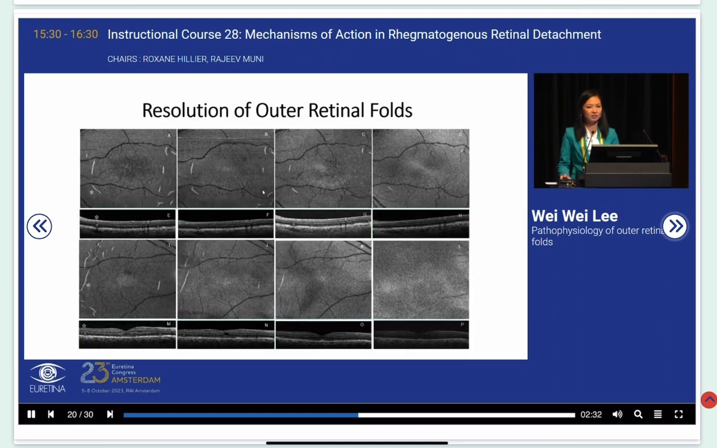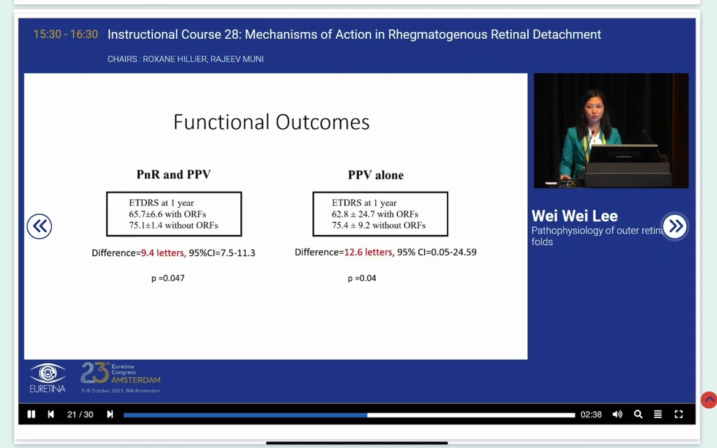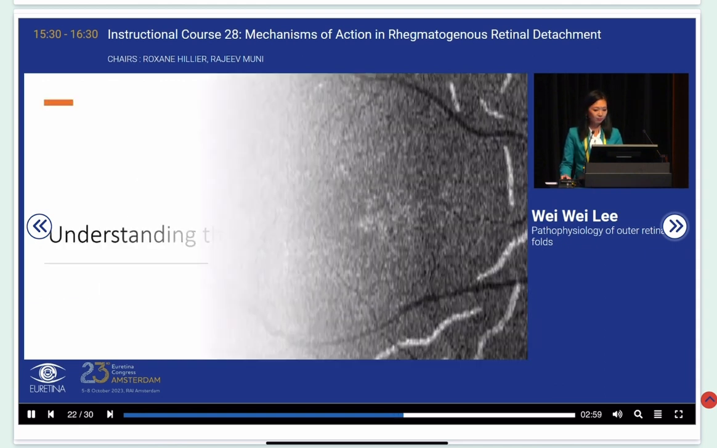These are serial OCTs of 2 patients demonstrating resolution of outer retinal folds with time. Although outer retinal folds resolve with time, in this study, we learned that the presence of outer retinal folds was associated with worse ETDRS letter score at 1 year. The difference between patients with and without outer retinal folds was 9.4 ETDRS letters. And when we performed a sensitivity analysis on the vitrectomy group alone, the difference was 12.6 letters.